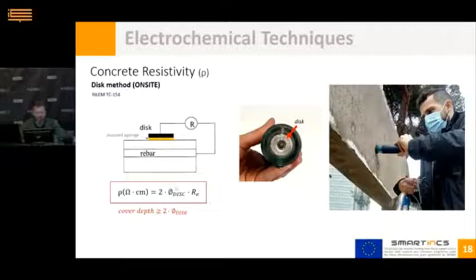Okay. A condition for the measurement to be reliable is that the cover concrete thickness, the cover depth, must be greater than the geometrical factor, okay, which makes it necessary to use a small diameter disk, usually about 2 centimeters.